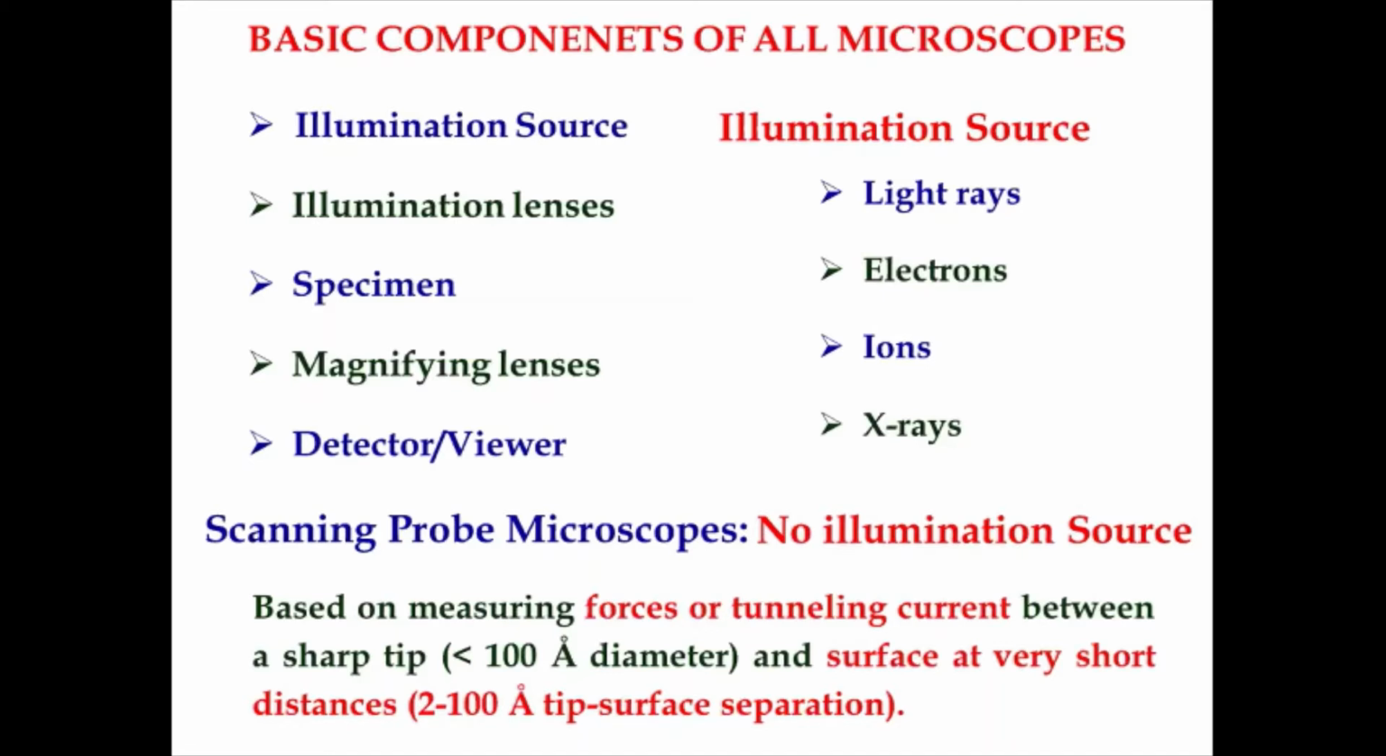So needless to state, every microscope consists of some building blocks: you have an illumination source, then lenses, specimen, and a detector. Generally, a source emits the radiations or particles, whatever you are using for capturing the image.